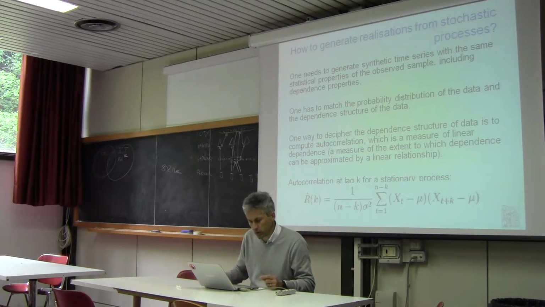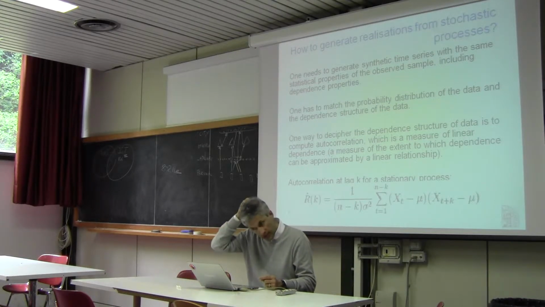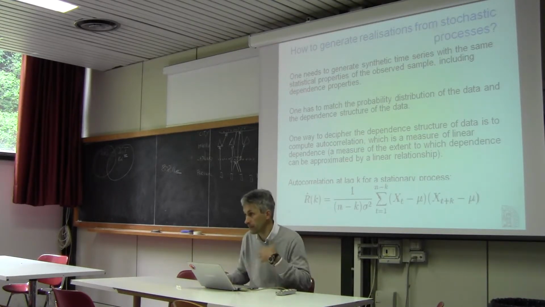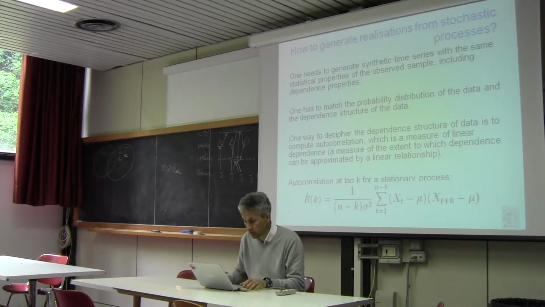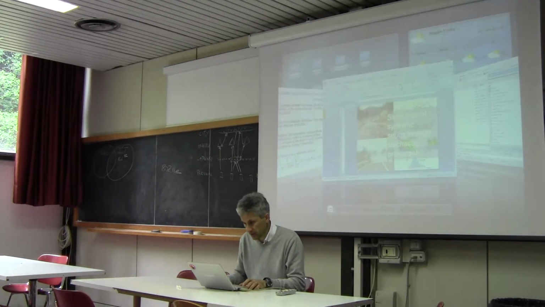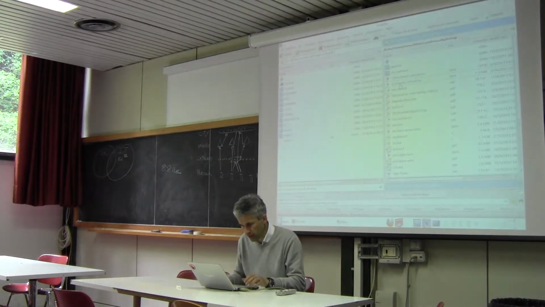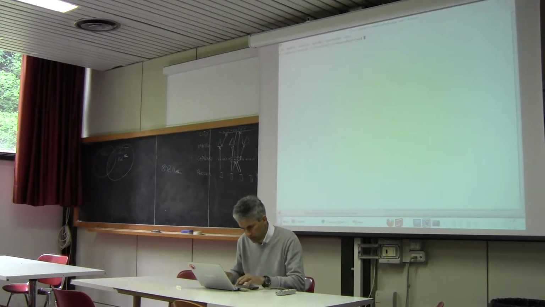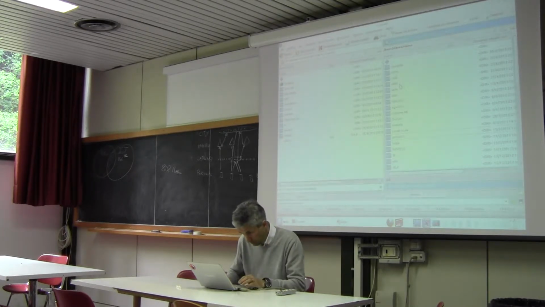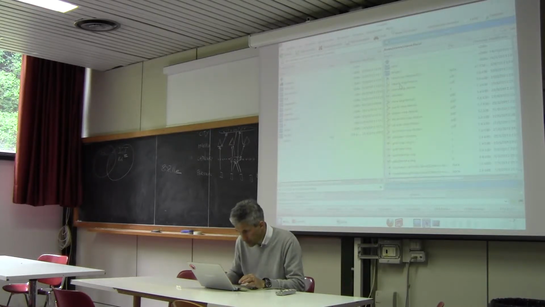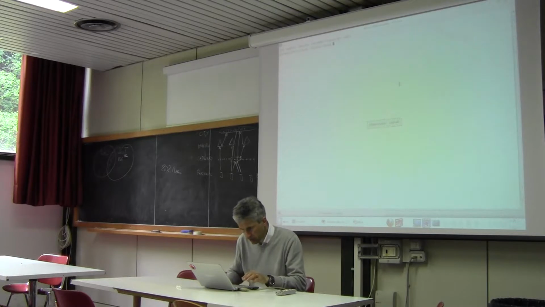Now I want to show you how in R we can compute the autocorrelation function. We have a routine that allows us to easily compute it. Let me just try to show it to you. But first of all, let me go where I have a time series of the Po river. Let me see.